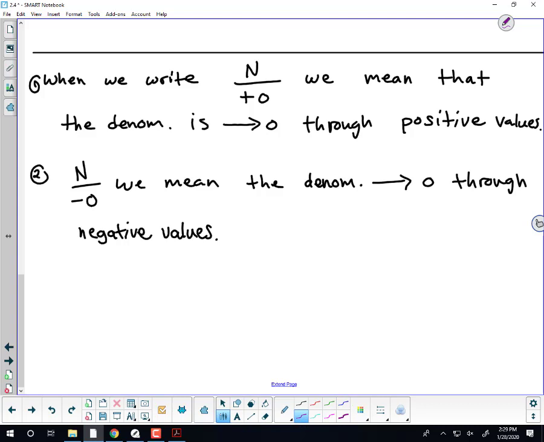And I guess we could put a note here in both cases. The limit is infinity or negative infinity. Does anyone need more time with that?